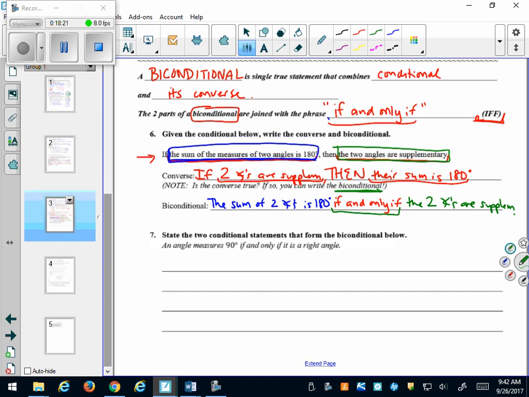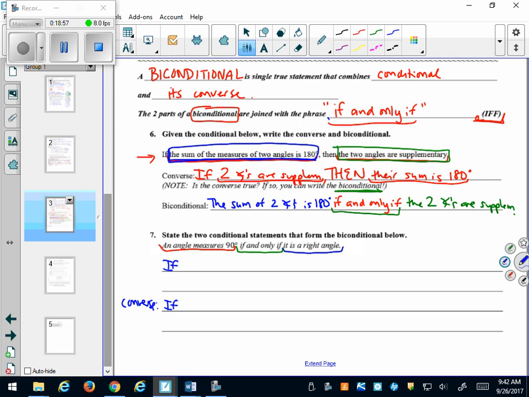So if you look at number 7 here, state the two conditional statements that form the biconditional below. Now they're giving you the if and only if statement, the biconditional. So if we identify the hypothesis is this, an angle measures 90, and the conclusion is this, it is a right angle. So if they're asking us to write the two conditionals, we need the if-then statement that is the original, and then the if-then statement that is the converse.